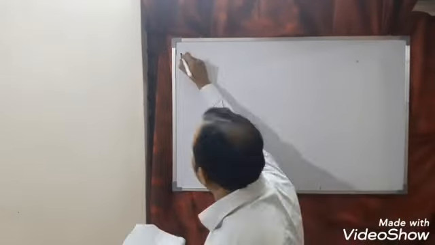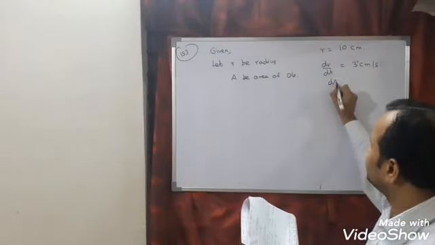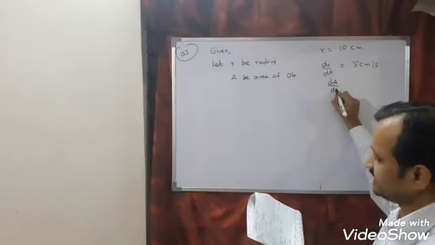Question number 153: the radius of a circle is increasing uniformly at the rate of... So here, let R be the radius and A be the area of the circle. What information is given? Radius is given as 10 centimeter. Radius is increasing, so dr by dt is given as 3 centimeter per second. And the question is: find dA by dt. That is the question.